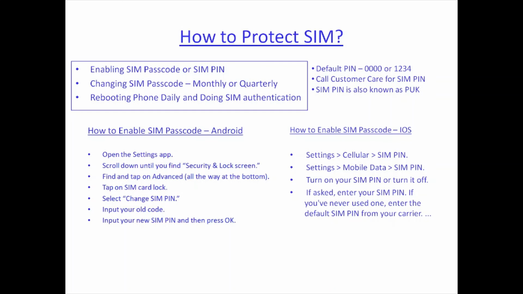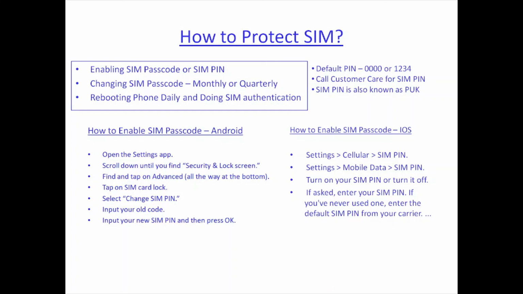Inside the same SIM pin option, you have to first input your old code. It can be either 0000 or 1234 or the default pin given by your customer care. Whatever that code is, that is your old code. Once the old code is typed correctly, you can put your new SIM pin and then proceed by clicking OK.